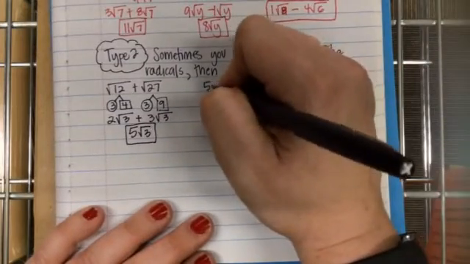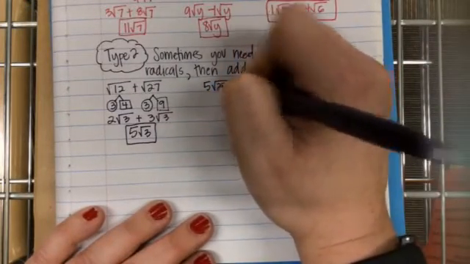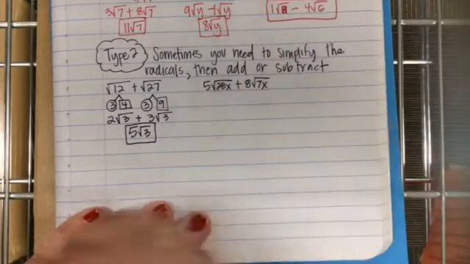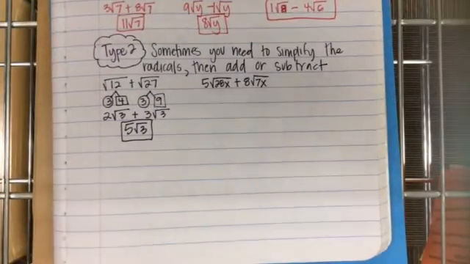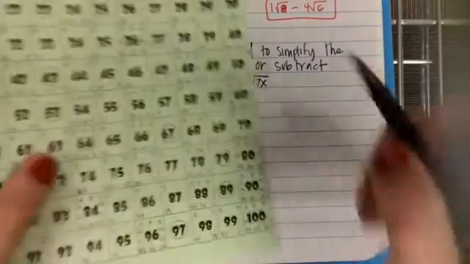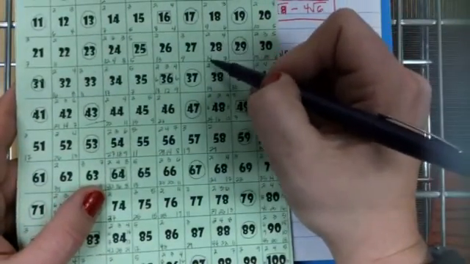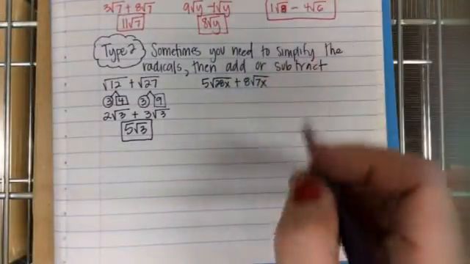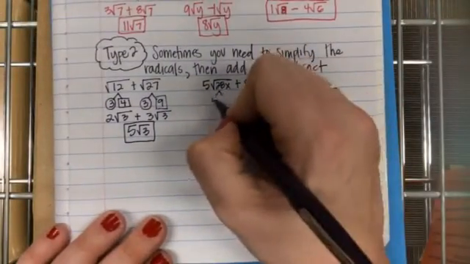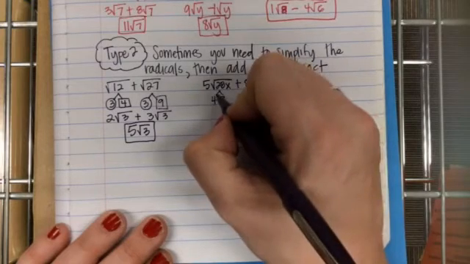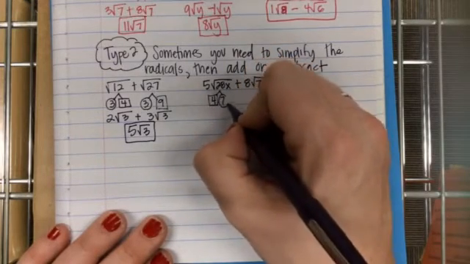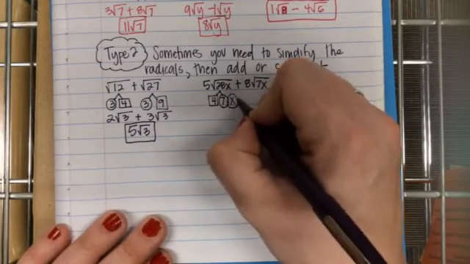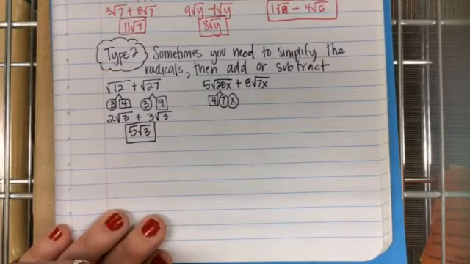Okay, so let's try 5 radical 28x plus 8 radical 7x. So again, I'm going to look at 28, which is 2 and 14, or 4 and 7. I'm going to pick 4 and 7 because 4 is perfect. 4 and 7, draw a square around the 4, circle the 7. There's also a lonely little no exponent variable.